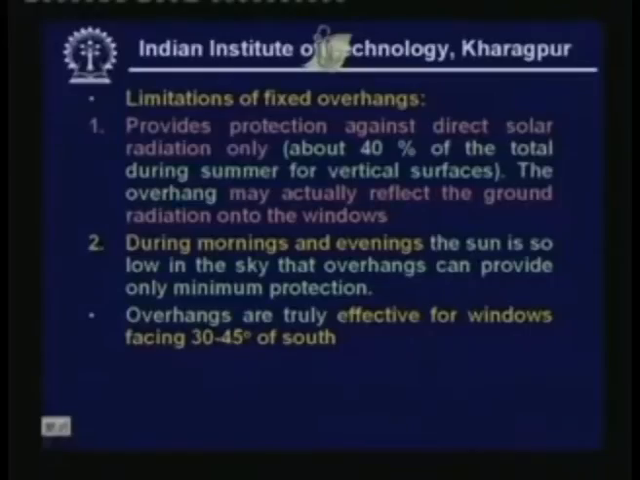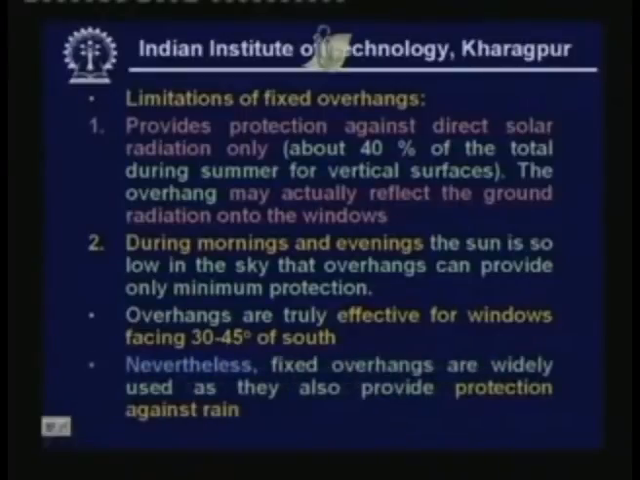The only way of blocking solar radiation on east and west faces during morning and evening is to use something else like a wall or a tree or an adjacent building, but not an overhang. This is another limitation of overhang. In spite of all these limitations, overhangs are very widely used because they also provide protection against rain. So overhangs are highly recommended.